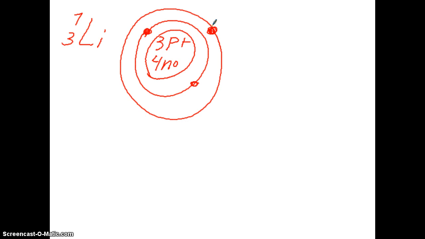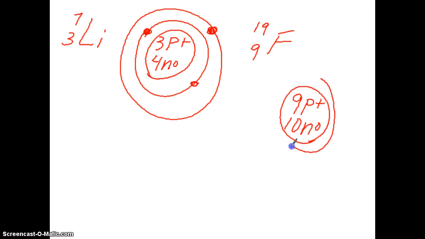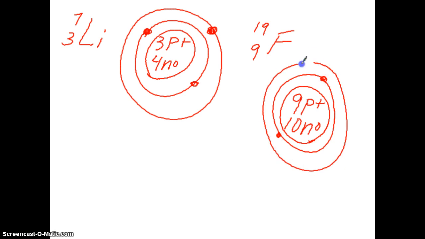Now I'm going to do another one on that very first row. Let's do fluorine. Fluorine's numbers are 19 and 9. So I'm going to put 9 protons and 10 neutrons. Remember, we subtract to get neutrons. On the first ring, we're going to have 2 electrons. On the second ring, we're going to have 1, 2, 3, 4, 5, 6, 7. Okay. So it gives us a total of 9 electrons.